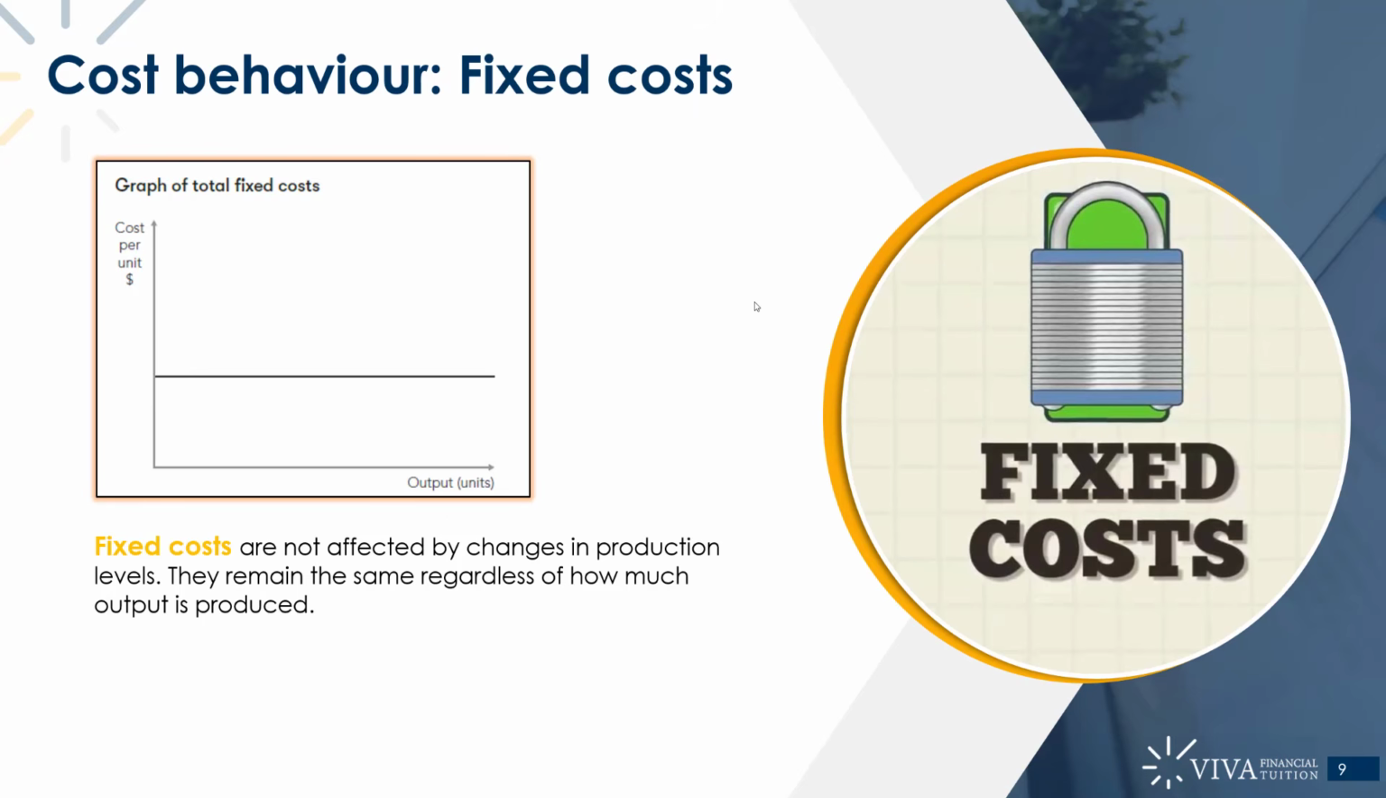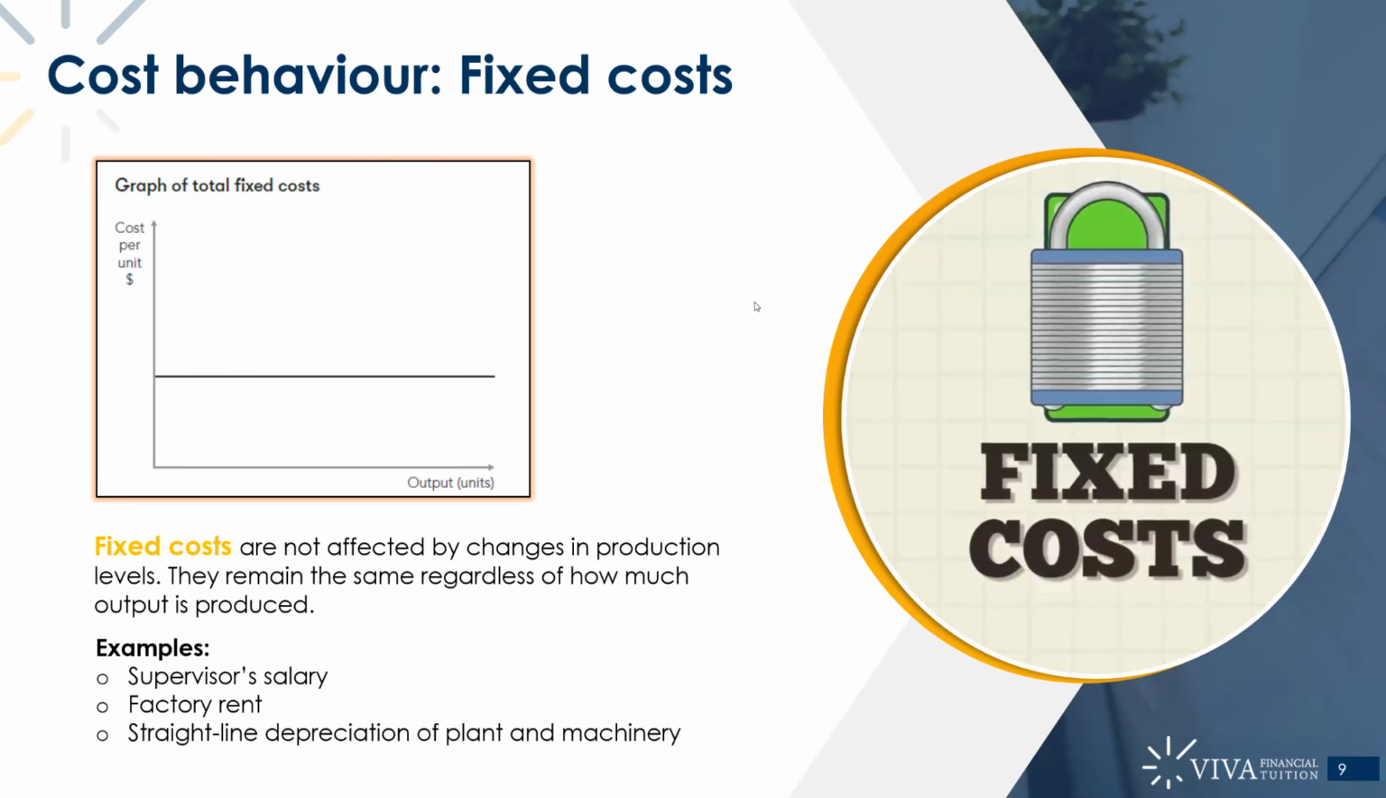Examples of fixed costs would be rent or a supervisor's salary or even straight line depreciation. The reason these are good examples is because if you imagine a factory, the rent is not going to change depending on how many units are being produced. So it's completely independent from output and therefore it's a fixed cost.